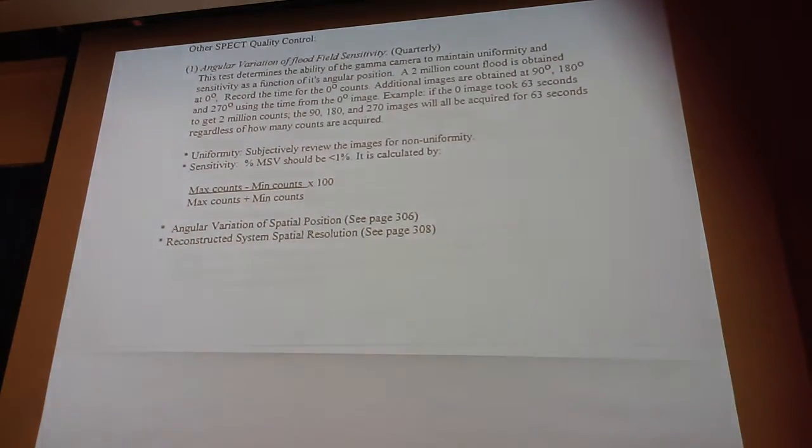Then the other thing is, with your SPECT images, you should also buy one of those phantoms and take a picture of the Jaszczak phantom. Have you seen those? Let me see if I can. Let's get a picture of one in here.